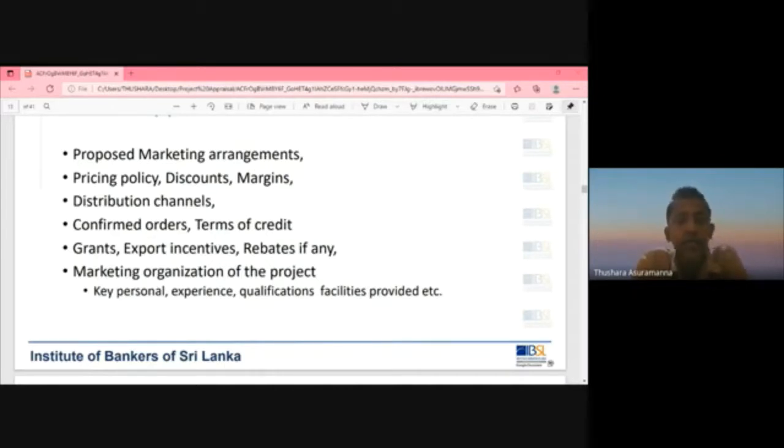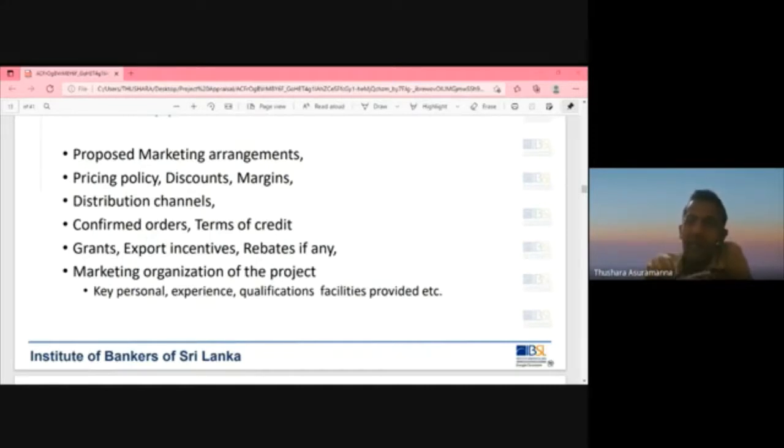Grants, export incentives, rebates. That's from the government end. Is there any chance that you get any grant towards this? When you make a product, are we supposed to get some support from the government, which is a boost, right? And then finally, how are we going to organize the marketing department?